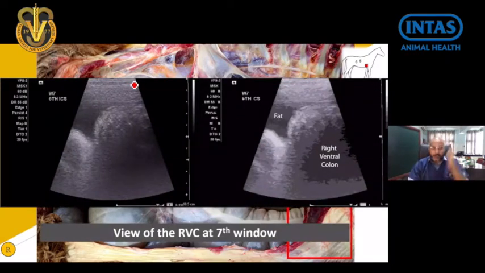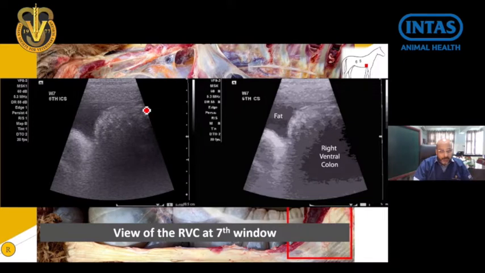This is how it looks under window 7. Now this is the right ventral colon, the wall of the right ventral colon here. You can see its wall, and you can see the mucosal gas interface, and nothing is visible beyond this.